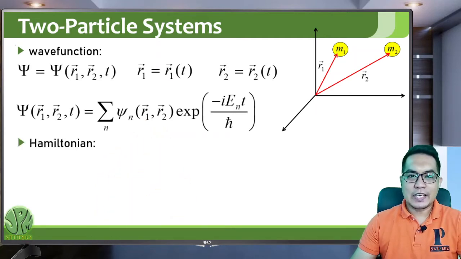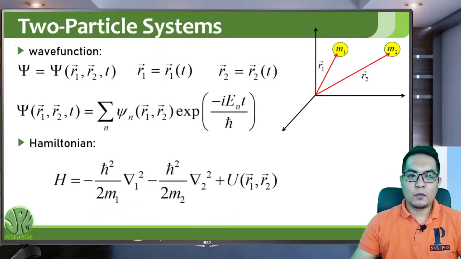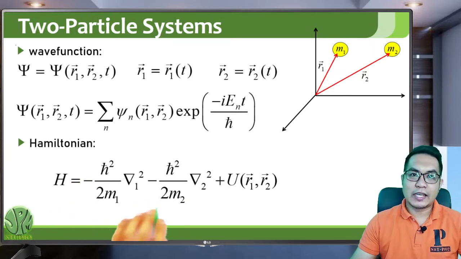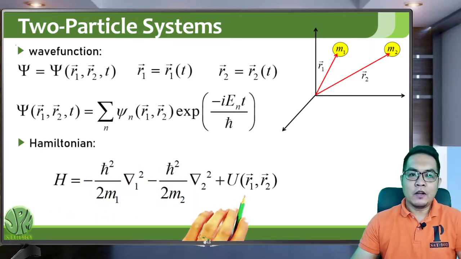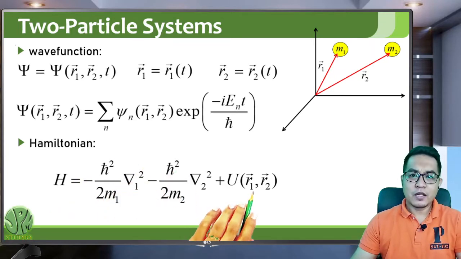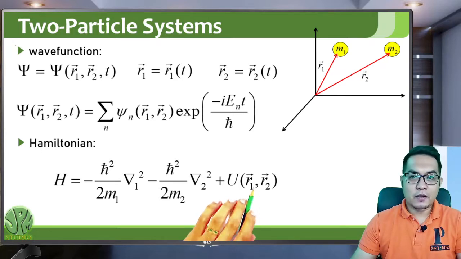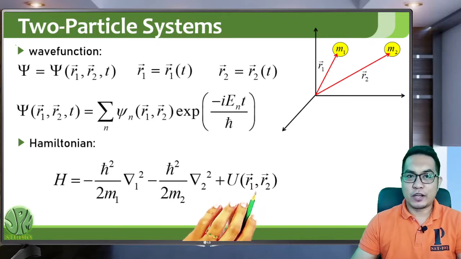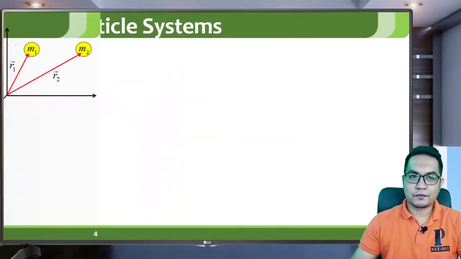In this case, the Hamiltonian, which is just the kinetic energy plus potential energy of the system, will now be the kinetic energy of particle 1 plus the kinetic energy of particle 2. So this is the total kinetic energy of the system, plus the potential energy. This could be the potential energy of each of the particles or the interaction potential energy, but this is the total potential energy.